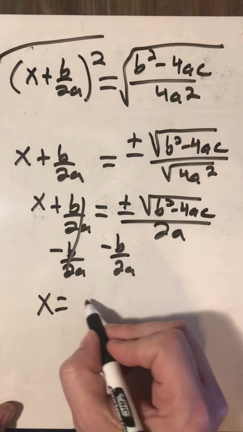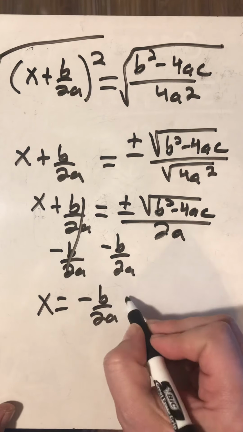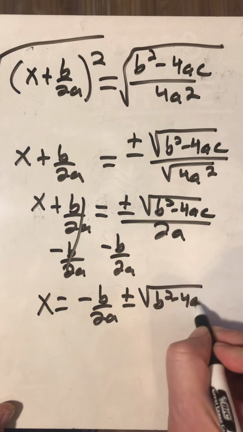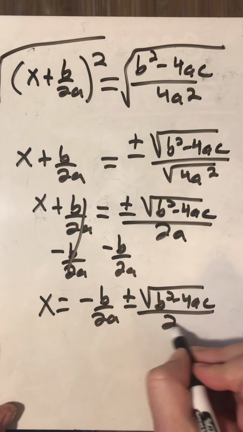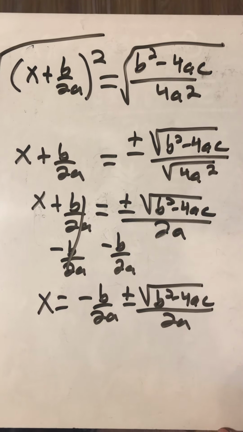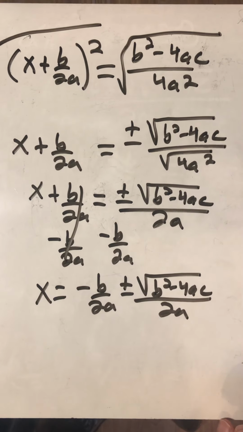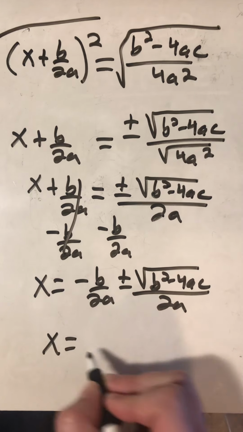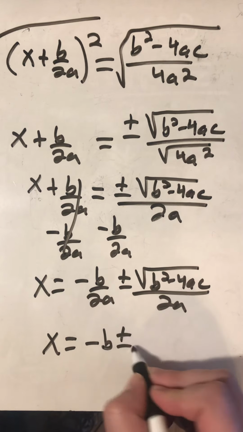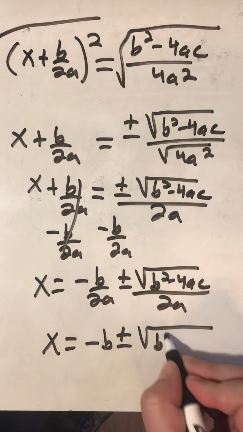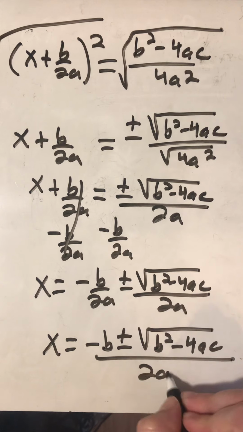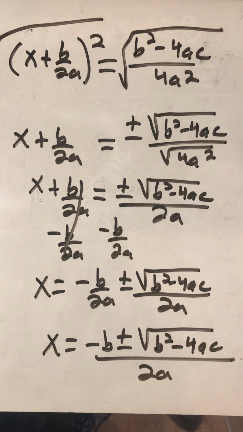So I've got x equals negative b over 2a plus or minus the square root of b squared minus 4ac over 2a. Okay, well, I've got a common denominator there, so I can actually combine this into one. So I can say x equals negative b plus or minus the square root of b squared minus 4ac all over 2a. There you go, guys. That's how you derive the quadratic equation by completing the square.